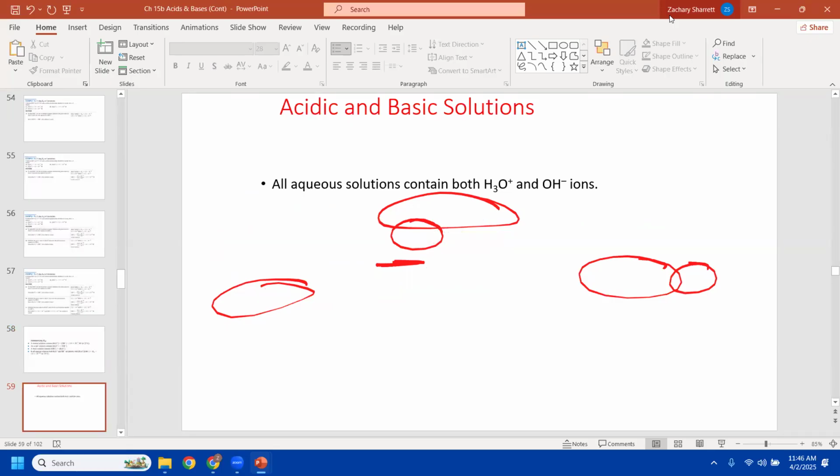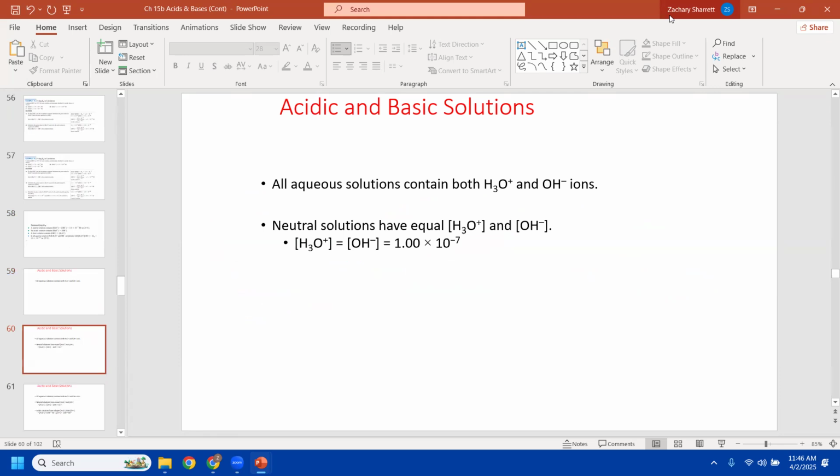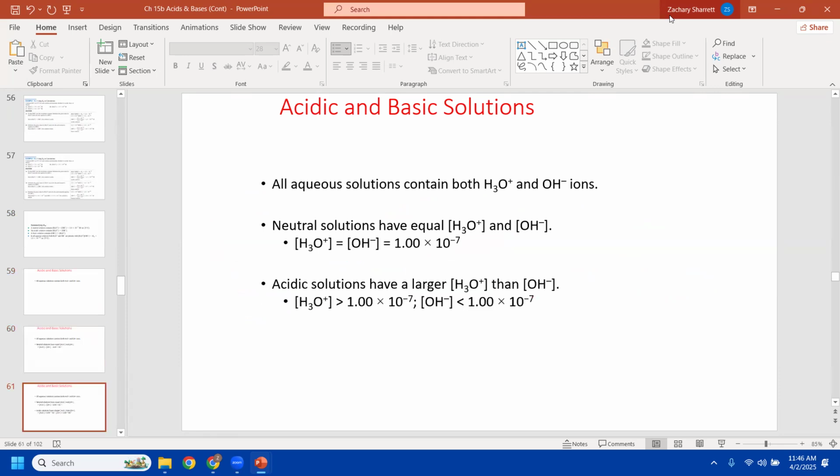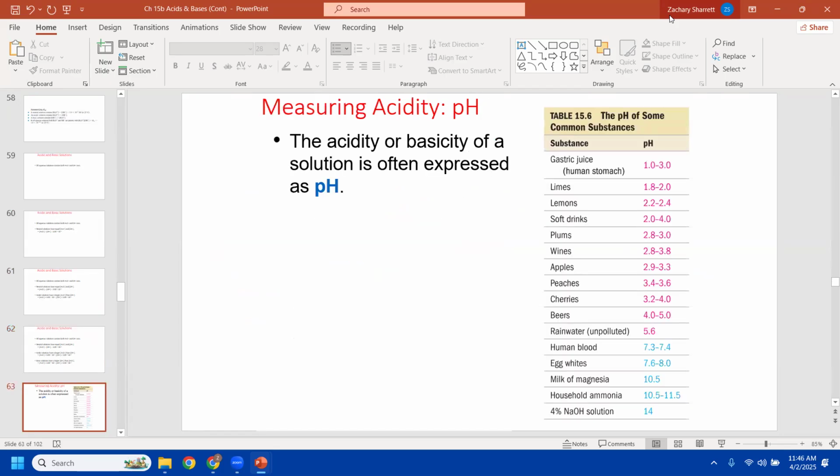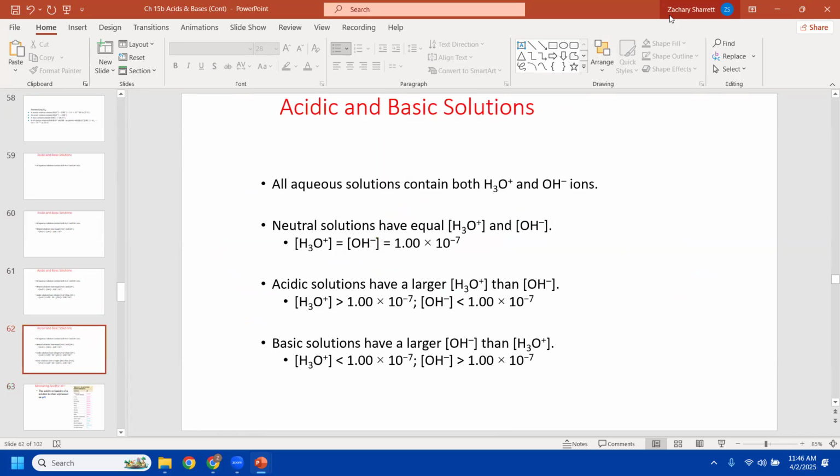All aqueous solutions always contain both of these things. Neutral solutions have equal amounts. Acidic is greater than 10 to the negative 7th, and the base is going to be less. And base is going to be greater than 1 times 10 to the negative 7th, and acid is less. So that's summarizing.